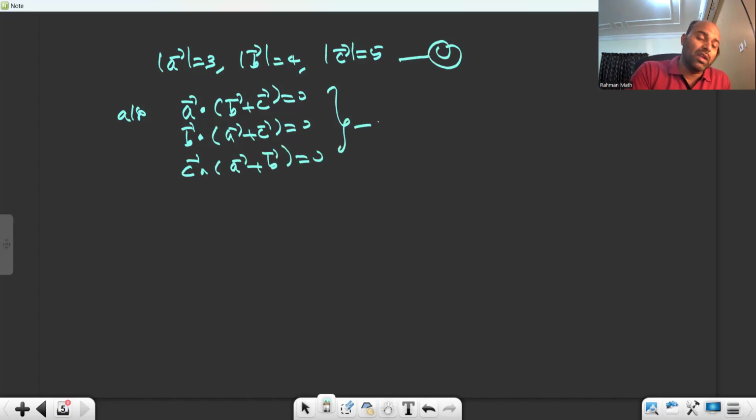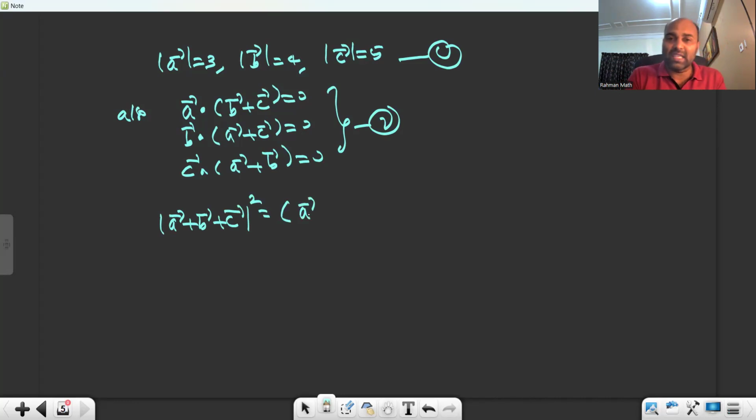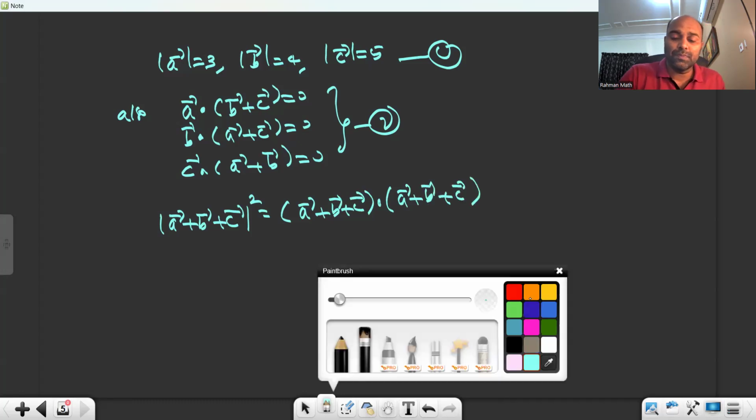Equation number 1, and this we can call equation number 2. Now what do you want to see? Question number 10. Now they're asking for the magnitude of A plus B plus C. I told you we have to write the square. When you're writing the square, normally we expand, but here don't expand, you won't get the answer. You write it 2 times: A plus B plus C dot A plus B plus C.